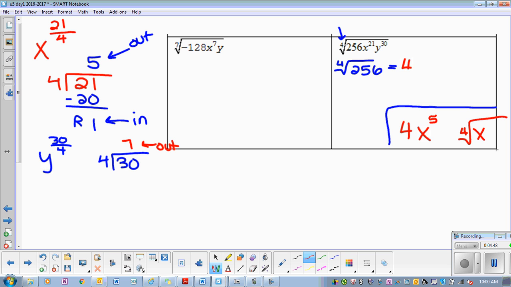What is 7 times 4? 28. So subtract that from 30, and what do you get? 2. Well, that's your remainder, and that's your inside number, right? So that means for y, I have 4 that come out, y to the 4th, and I have 2 that stay in. And there you go. That's how you do that one. Okay?